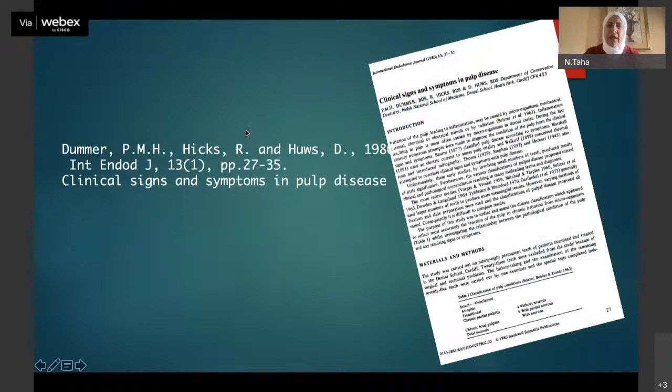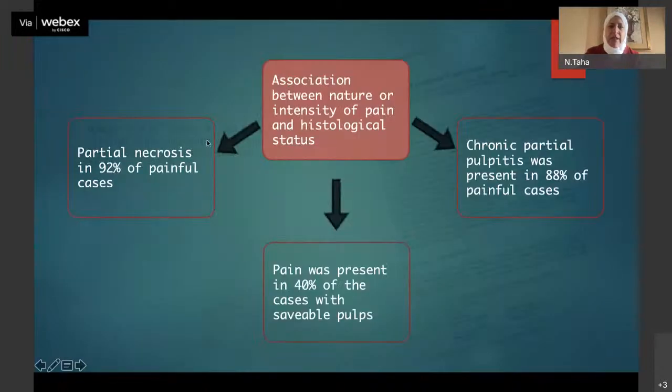The first study to look at the correlation between clinical symptoms and the actual status of the pulp was Dummer et al. in 1984, where he found that there is partial necrosis. I want to highlight the word partial necrosis in around 90% of painful cases, and there is partial pulpitis in 88% of the cases, and pain was present in 40% of the cases with savable pulps. 40% of painful cases were actually having normal pulp architecture. What does this mean? We might be able to save the pulp.